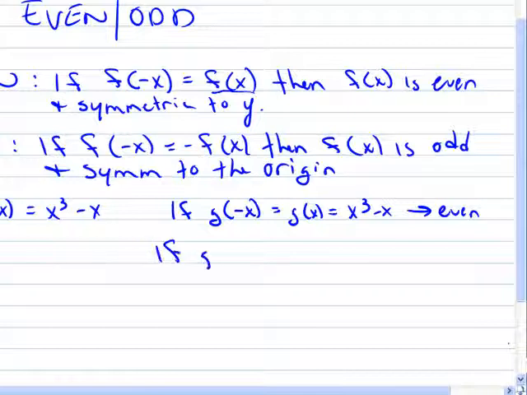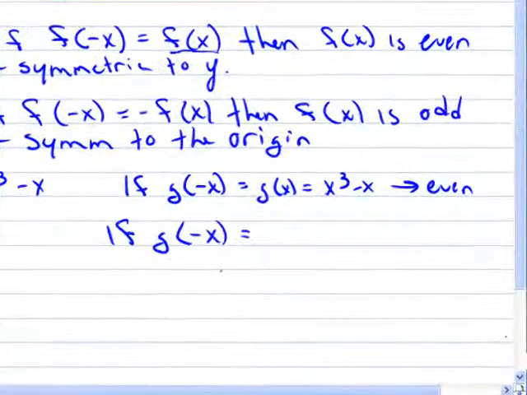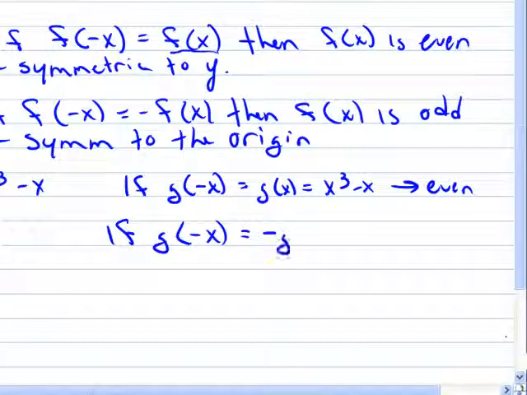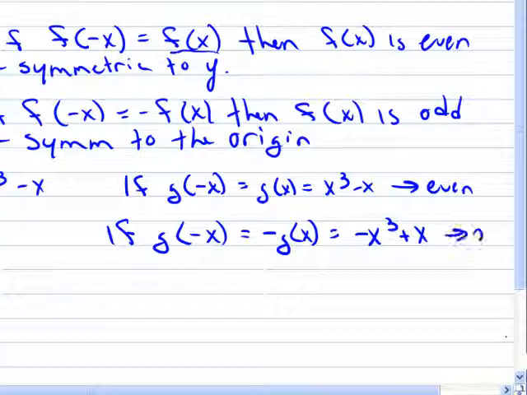The other thing that could happen is I put negative x in, and if I get the opposite of g of x, what would the opposite of g of x be? It would be all terms have opposite signs. So it would be negative x cubed plus x. Then I know that it is odd.